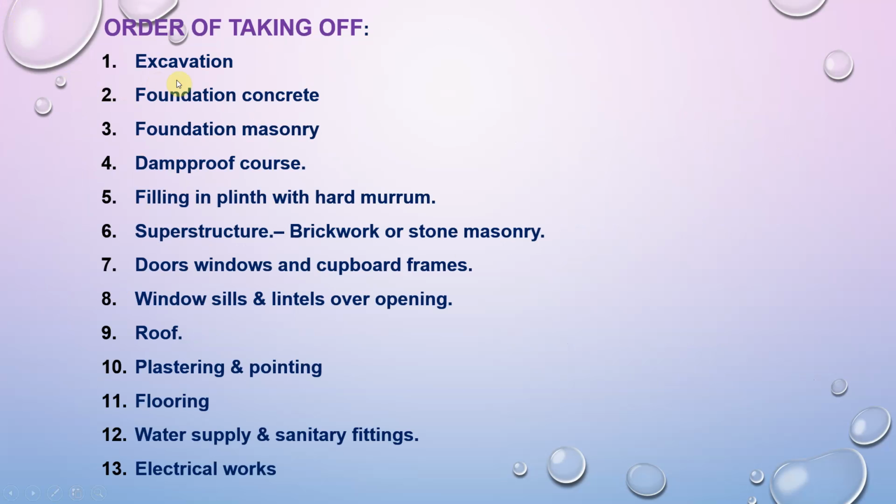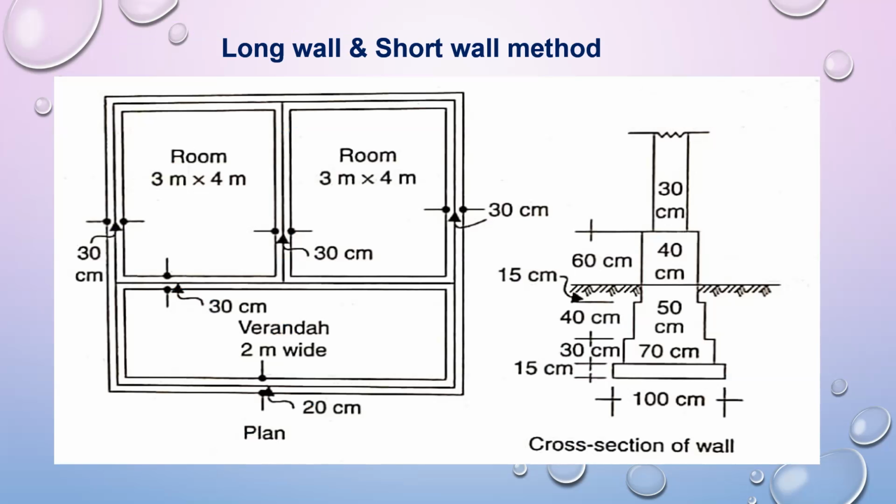So there are a number of items in the construction activity of buildings. Let us consider a residential building, that is a load bearing structure or RCC structure. Number one item, the first item, will be excavation, number two foundation concrete, number three foundation masonry, number four damp proof course, number five filling in plinth with hard murum, then superstructure, that is brickwork or stone masonry, door, window and cupboard frames, window sills and lintels over openings, roof, plastering and pointing, flooring, water supply and sanitary fittings, and electrical works.